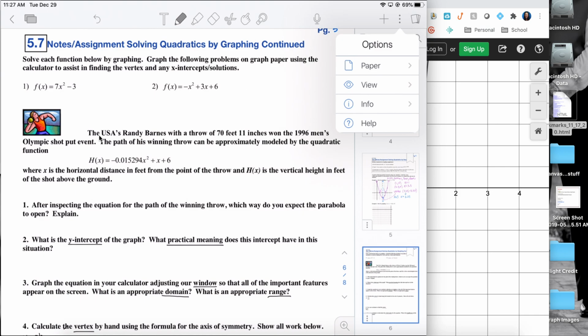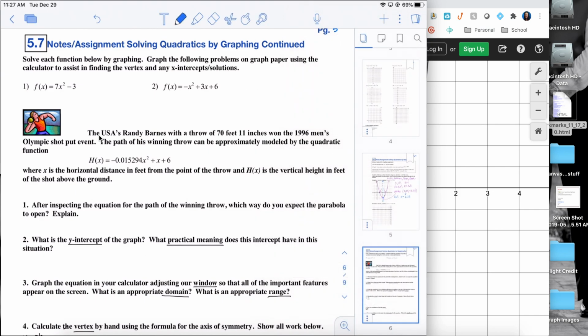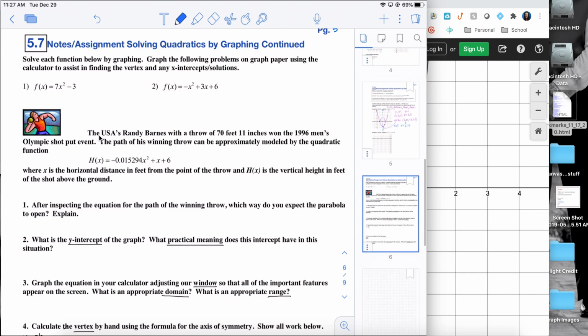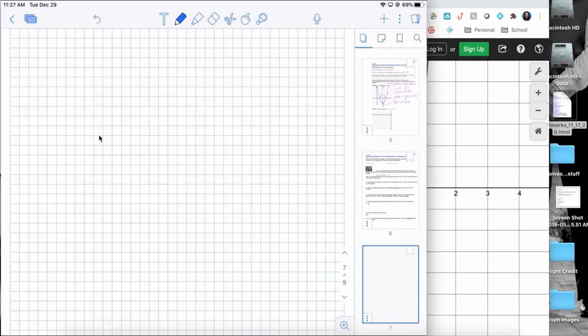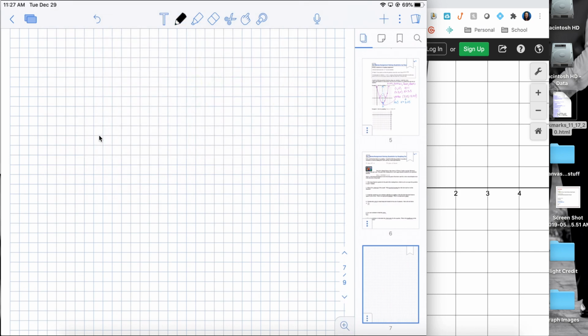Ooh, maybe not. There we go. Okay, so we are going to graph this guy. Let me get us a little bit of a boundary line going on. Sorry about that, guys.